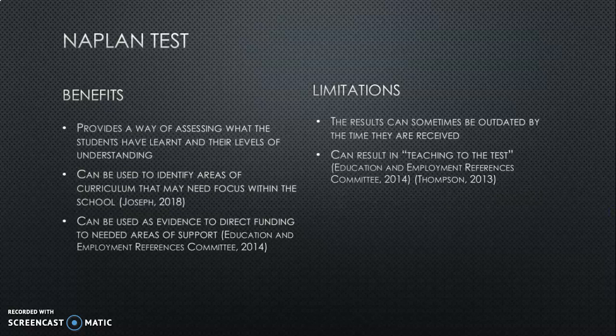Okay, now let's have a look again at our elephant in the room, our NAPLAN test. One of the benefits of this is that it provides a way of assessing what students have learned and their levels of understanding. That's pretty much a given. NAPLAN can also be used to identify areas of curriculum that might need focus. So we can look at the school as a whole, and if we're having a bit of an issue with one particular area, that might need some focus. And again, we can use that as evidence to help direct funding to those areas. So we may need some additional programs, things like that, but this NAPLAN test can help identify and give us reasons for that.